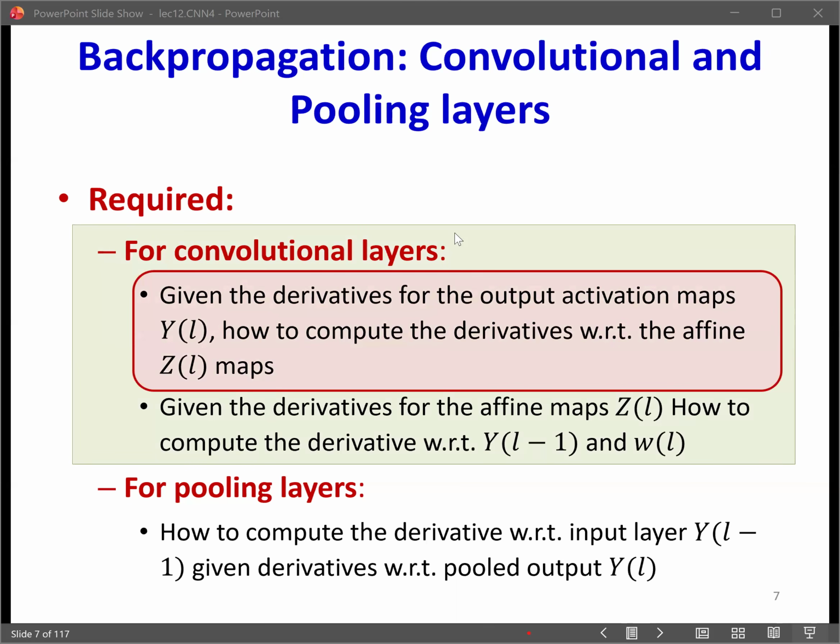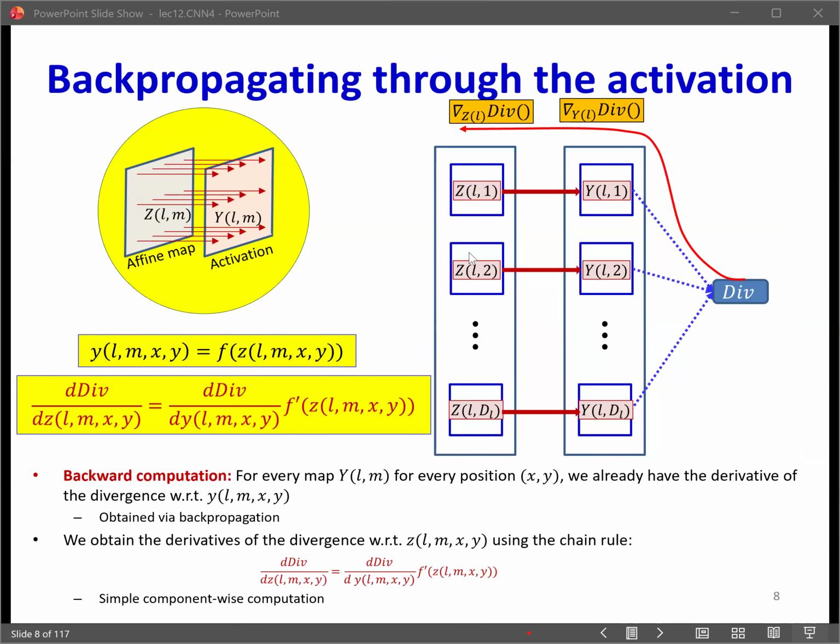So convolution layers, first, how do you compute derivatives for the affine maps from the derivatives for the activation map? We saw this. The convolution operation gives us many affine maps, one per filter. Then we apply an activation function element-wise to get the final activation maps. During backprop, you expect that you will have the derivatives for every element of every one of these activation maps. To propagate those derivatives backward, to obtain derivatives for these affine maps, we used a simple chain rule.